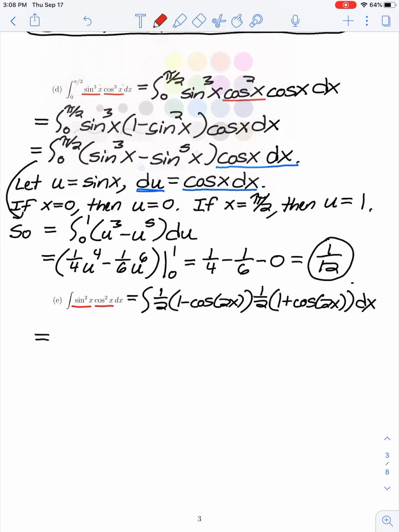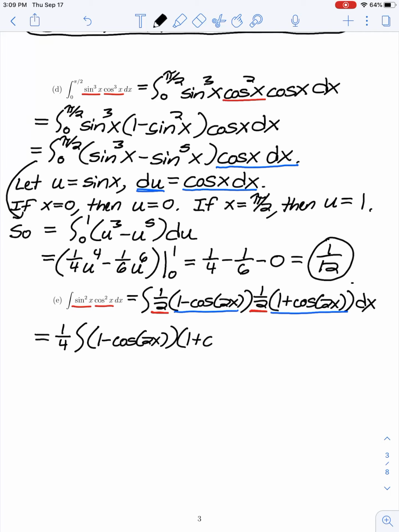I'm going to start by grouping my constant terms. So here I had a 1/2 times 1/2, which is 1/4. And that constant factor of 1/4 I'm going to bring out in front of my integral. And what I'm left with is 1 minus cosine of 2x times 1 plus cosine of 2x, dx.